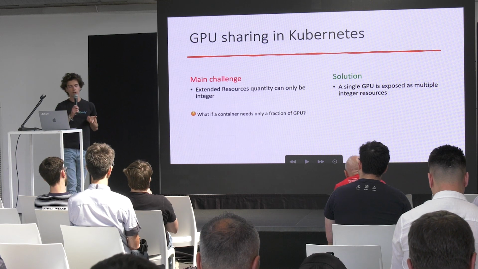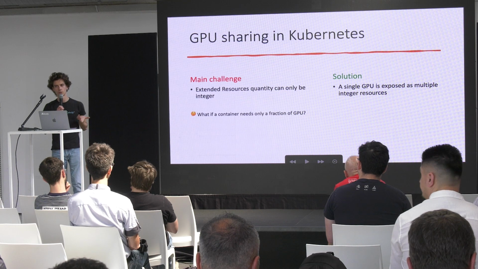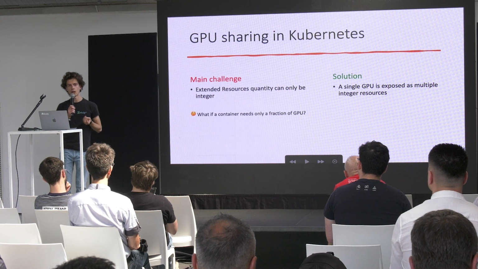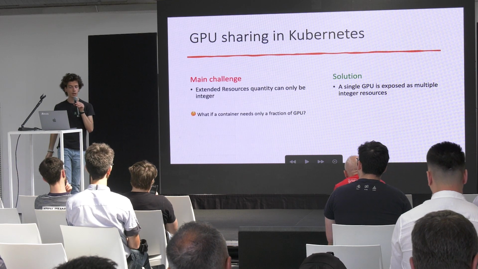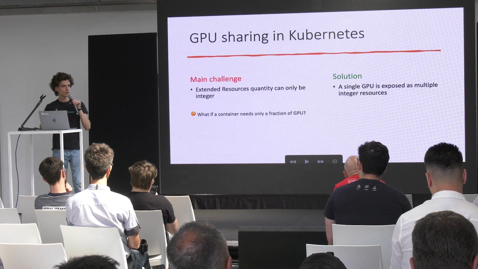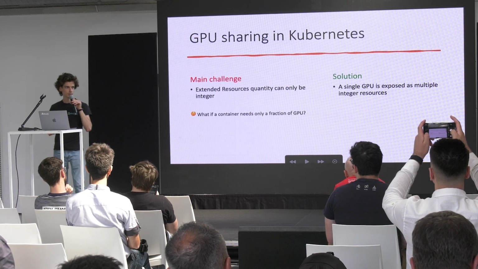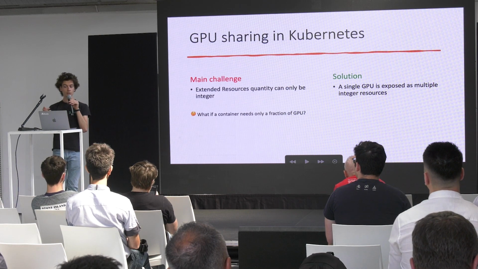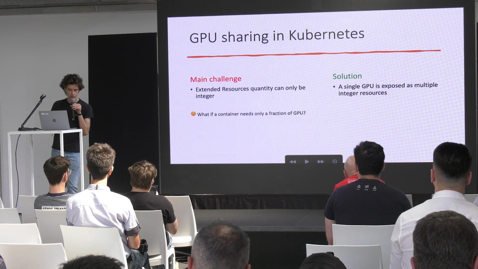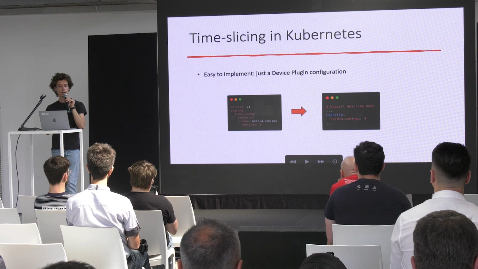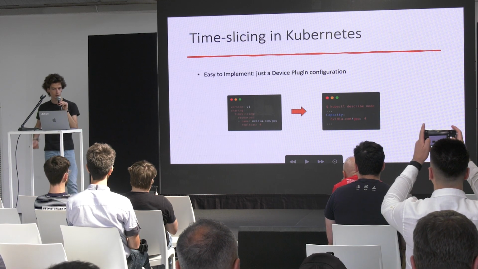The main challenge here is how do we share a GPU? If we expose them as integer resources, how can a container ask only for a fraction of a GPU? So how do we do that? The solution here is to expose the same physical GPU with multiple resources. So if we have a single GPU, we can expose it as 4 GPU resources using integer numbers. And this is managed by the device plugin. So it's just a device plugin configuration.